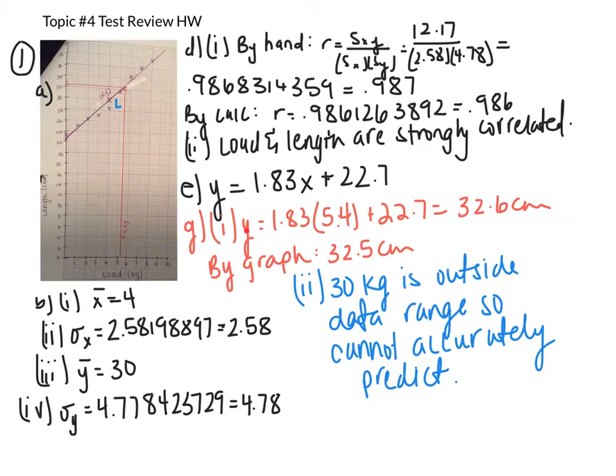You can do this in your equation and you end up with 32.6 centimeters. Or if you look on your graph, you could go up from 5.4 and then whenever it hits your regression line, go over and you end up with about 32.5 centimeters. So either of those would be correct. Part H, 30 kilograms is outside our data range of 0 to 8, so we cannot accurately predict anything at 30 kilograms. You couldn't use your equation to predict something outside of 8 kilograms.